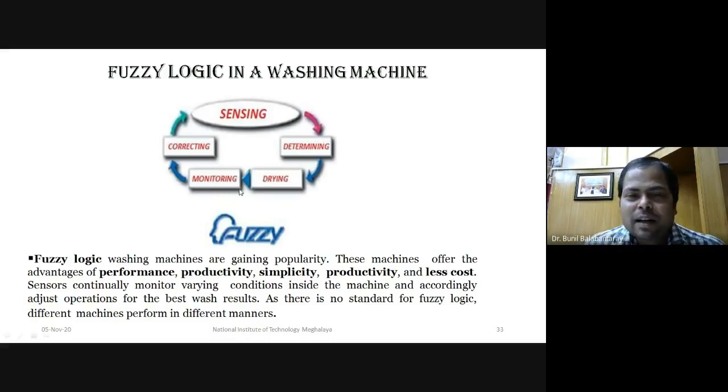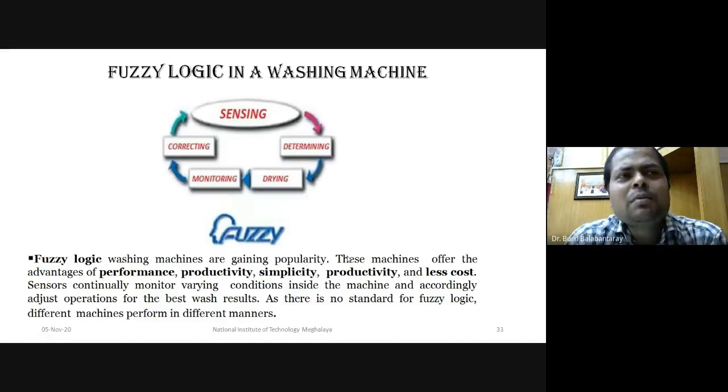Right, this is a circular kind of thing, all of you can easily understand, right? So fuzzy logic of washing machines are getting very popular. Why is it? I am coming into the particular concept. Suppose you have the clothes of 5 kg, right? Because we need to find out the numerical values, right?